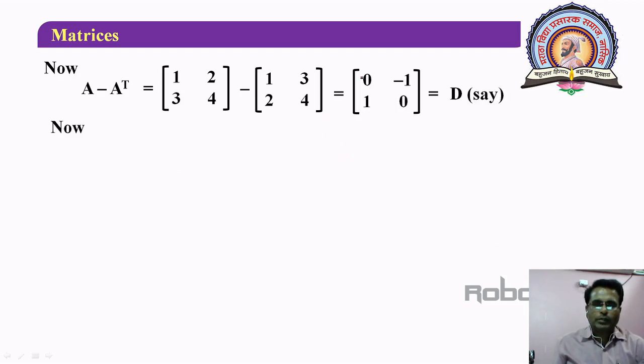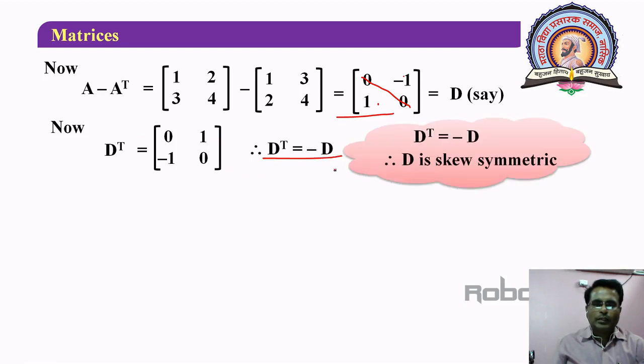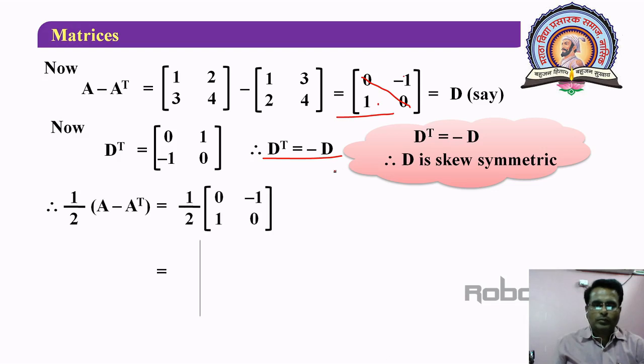becomes this type of matrix: 0, 0, minus 1, 1. If we call this D, then D transpose is equal to 0, minus 1, first row coming as first column, 1, 0, second row coming as second column. Then we will observe that D transpose is equal to minus D, therefore D is a skew symmetric matrix. So 1/2 (A minus A transpose) is this matrix. This way you can consider the second equation.